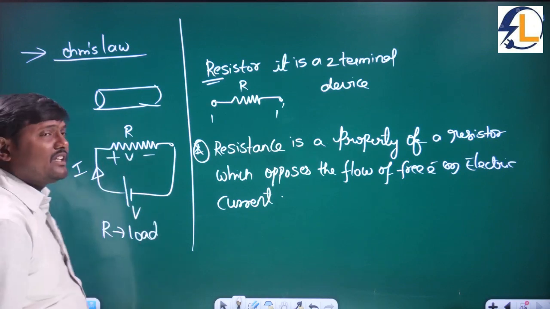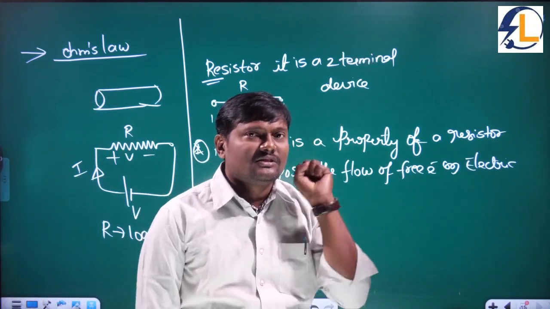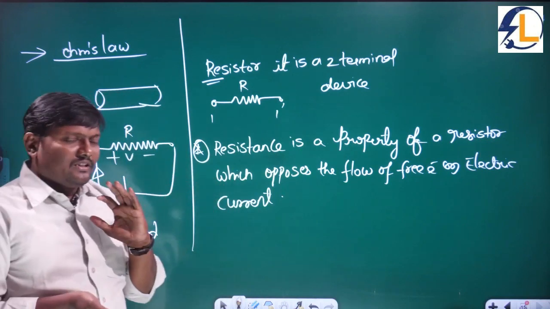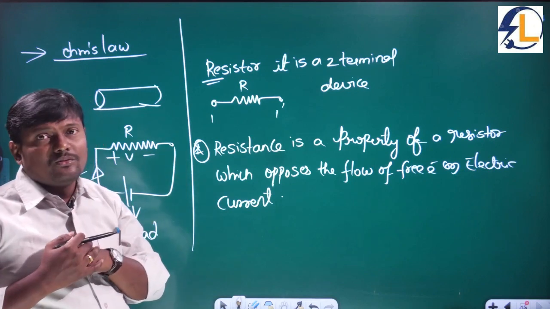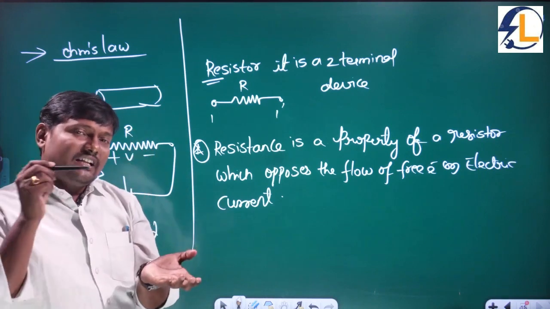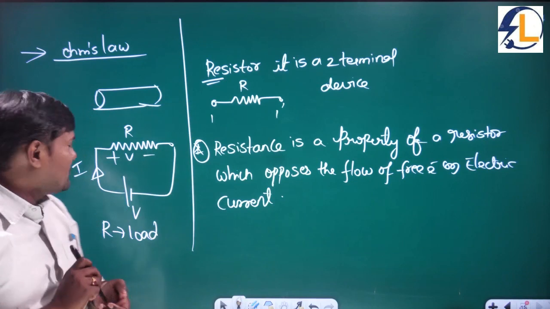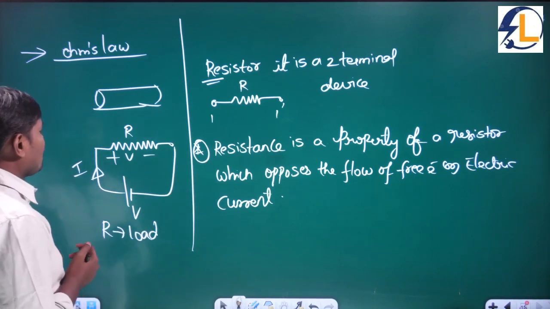Sir, what is meant by source and load? Source means it delivers the energy. Load means it consumes the energy. If you take a bulb or a water heater, it will dissipate the energy in the form of heat, and that heat is utilized to heat the water. That is the best example for a resistive load. Load means it consumes the energy, right?